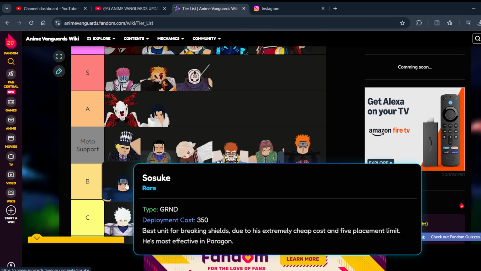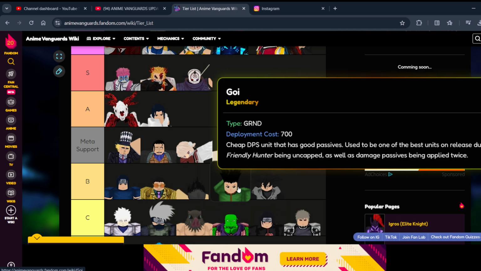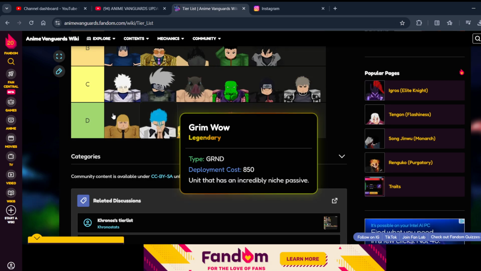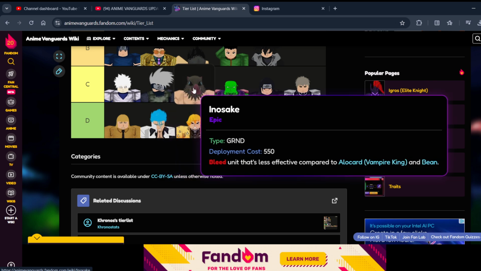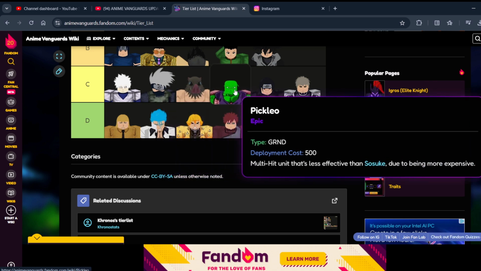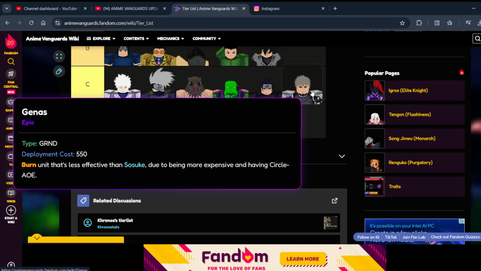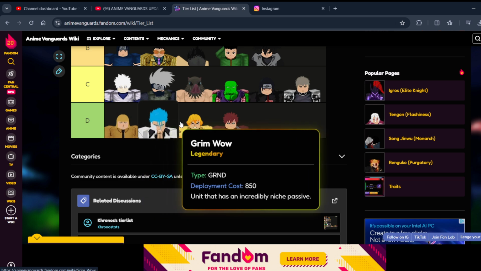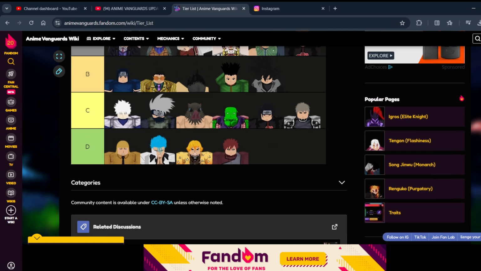In the B category, there is Sasuke, Kinaru, Sobean, Goi, and Rokuda. And from the C category, guys, there is Kino, Kakashi, Inosuke, Pikachu, and this one is not visible, and this is a Genus. And from the D category, there is Shinji, Grimmjow, Zenitsu, and Gari. So these are the tier list.